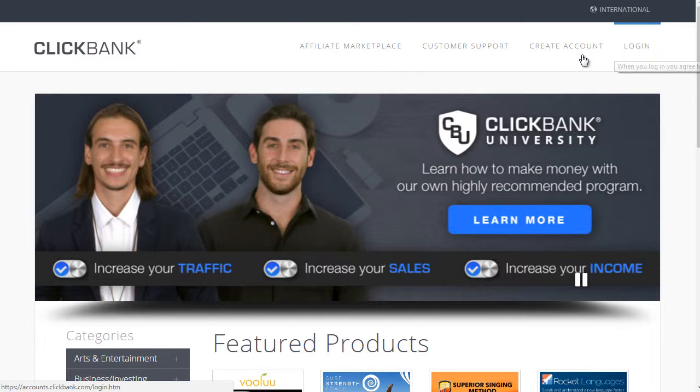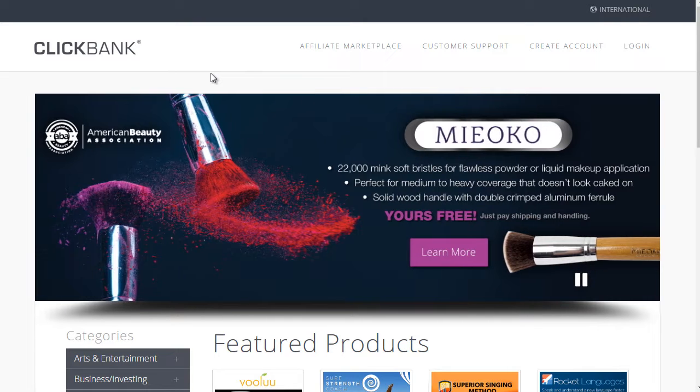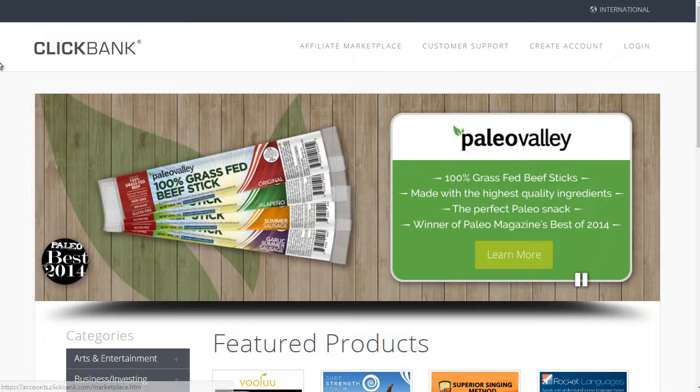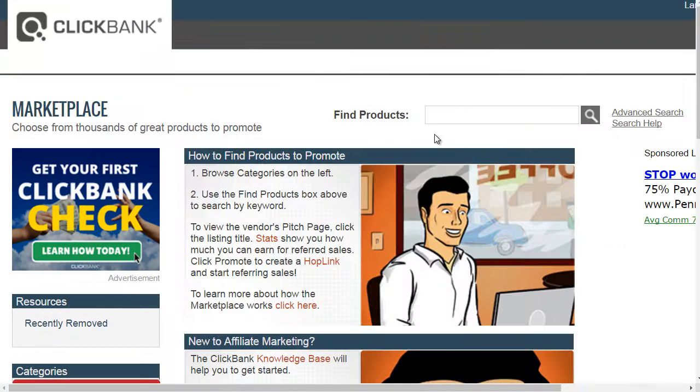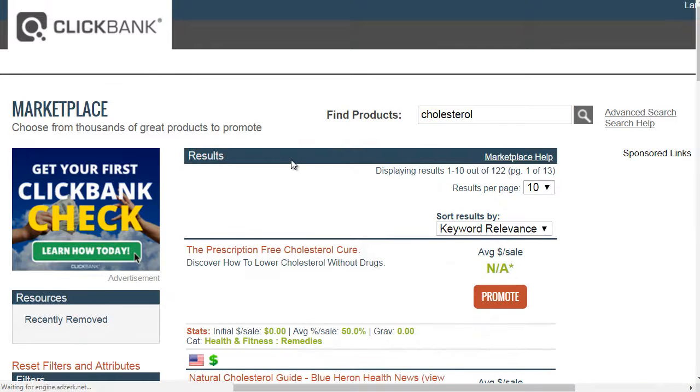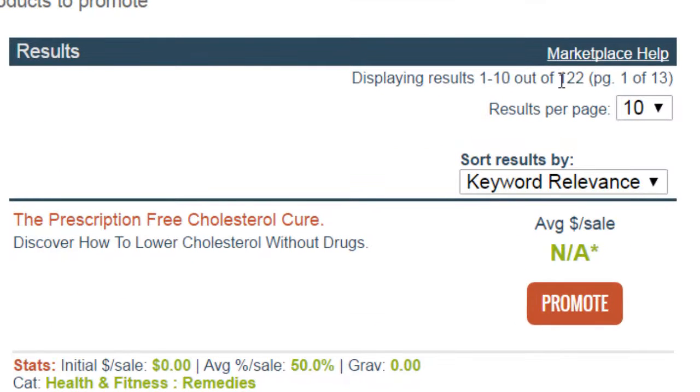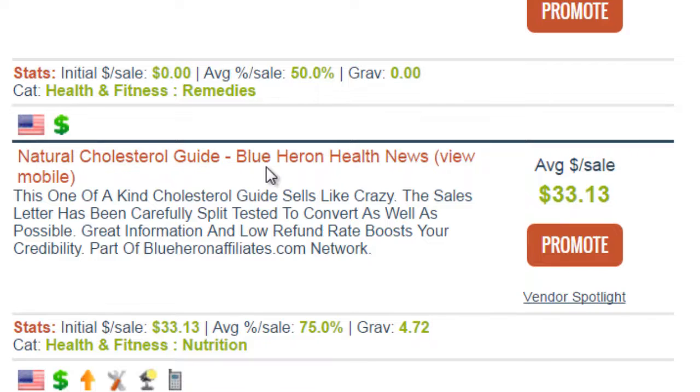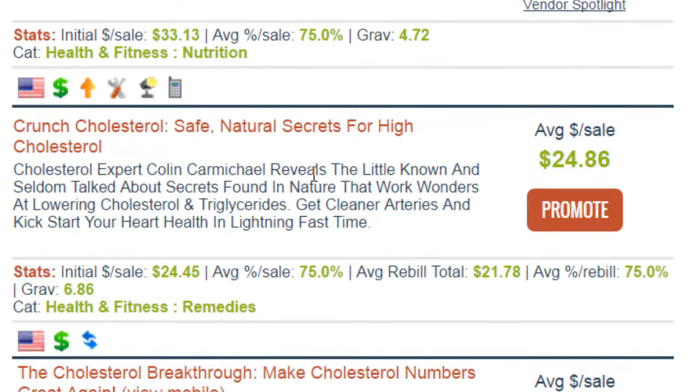Now, aside from private label rights, finding affiliate products, or products that have vendors who have created a product that you can promote to get an affiliate commission, you go to clickbank.com and you click on their affiliate marketplace and you type in a keyword here. So let's say cholesterol and see what we get. So out of this, we can see there's 122 products, which is a good thing. That means that we have enough products that we could potentially sell.